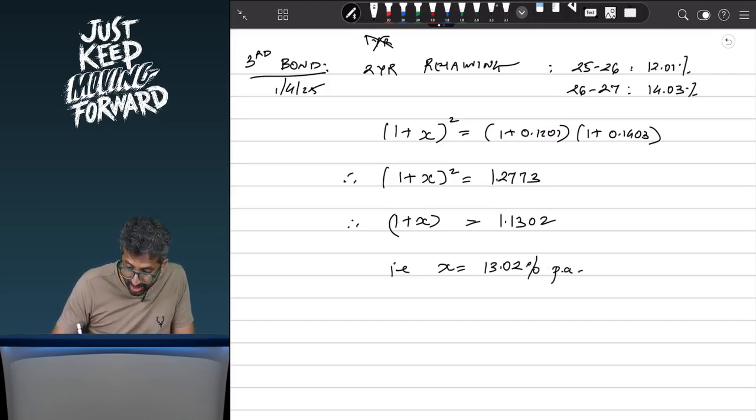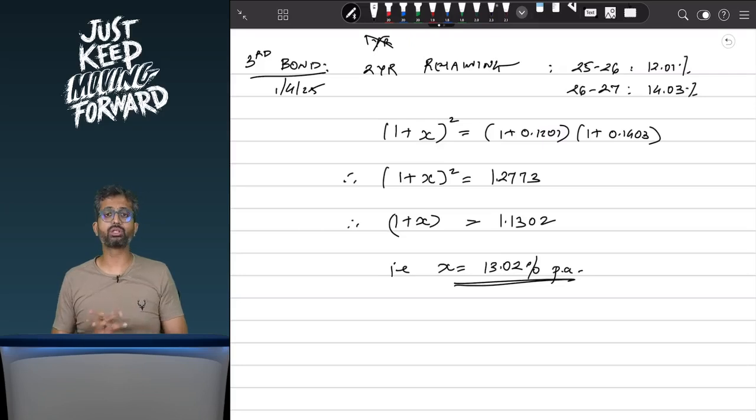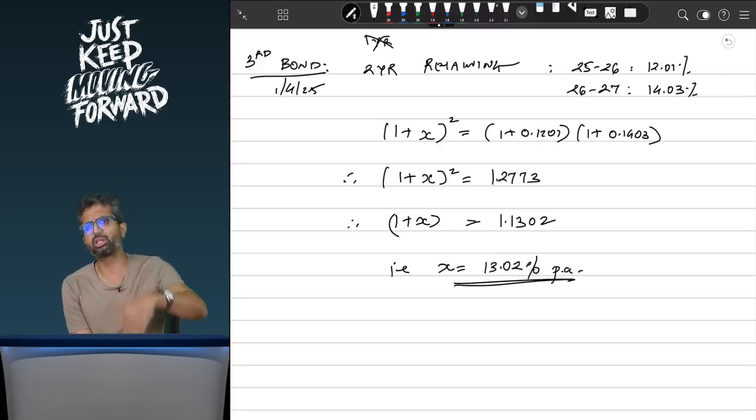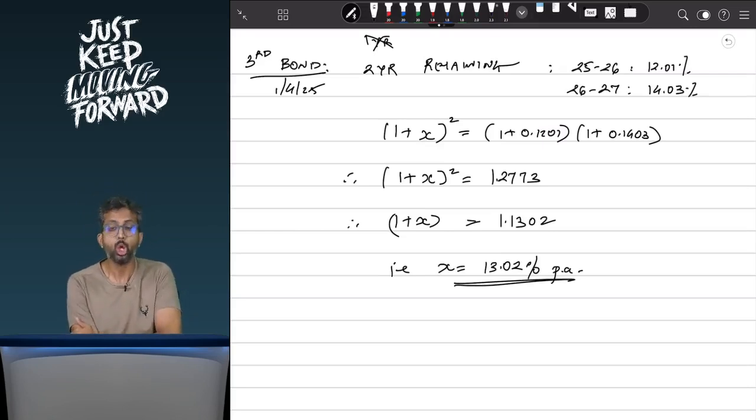This is an average. Ideally, for this bond, 2 years are remaining. In the coming year, I expect a 12% return. The year later, around 14% return. So in 1 year 12, 1 year 14, which means on an average in each of these years, I'm expecting a 13.02 return. Are we clear with this?